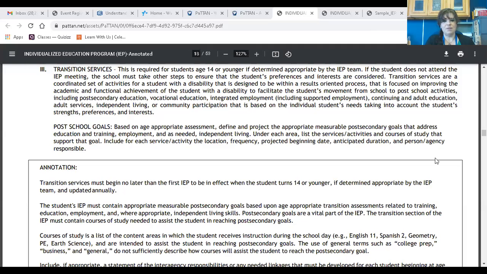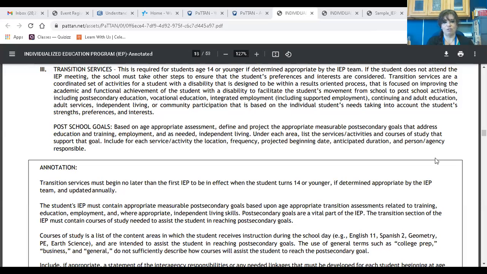The student's IEP must contain appropriate measurable post-secondary goals based upon age-appropriate transition assessments related to training, education, employment, and where appropriate, independent living skills. Post-secondary goals are a vital part of the IEP.